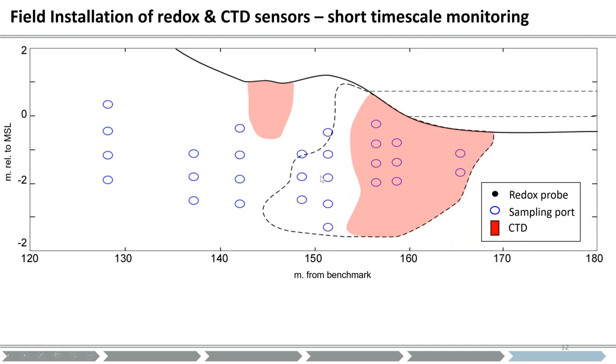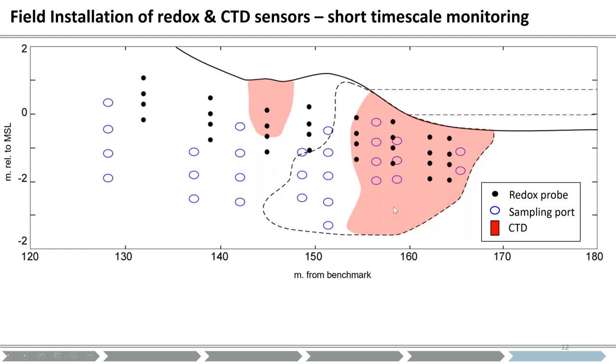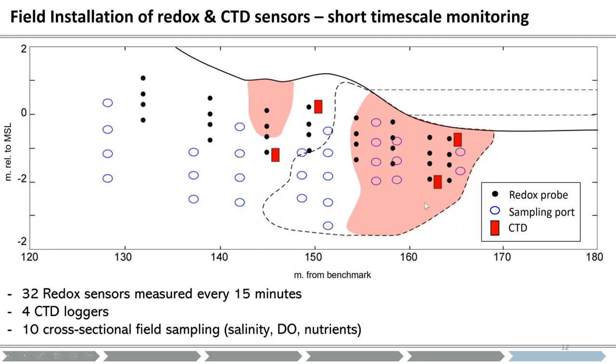We wanted to cover the whole salinity gradient from land to sea, and so we had redox probes installed to cover the whole salinity gradient. In areas where we expected high salinity fluctuations, we also installed CTDs to monitor the salinity. So overall, we had 32 redox sensors measuring every 15 minutes for about a month and a half. We had 4 CTD loggers and 10 cross-sectional field samplings of nutrients and salinity to accompany the data that we're getting from these sensors.